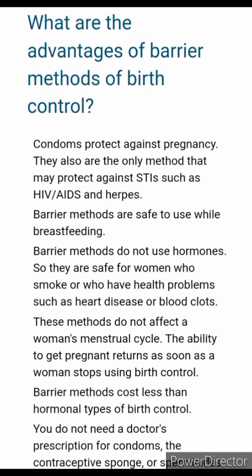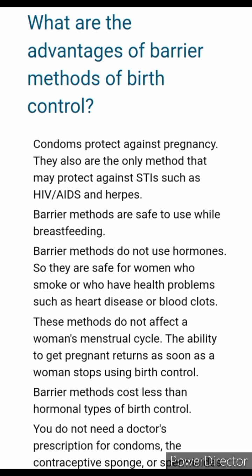What are the advantages of barrier methods of birth control? Condoms protect against pregnancy. They are the only method that may protect against STIs such as HIV/AIDS and herpes. Barrier methods are safe to use while breastfeeding and do not use hormones, so they are safe for women who smoke or who have health problems such as heart disease or blood clots.